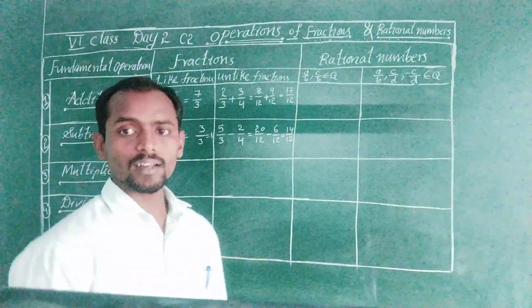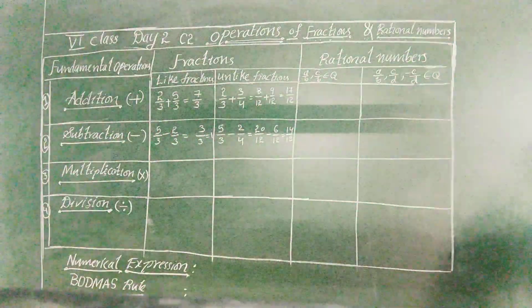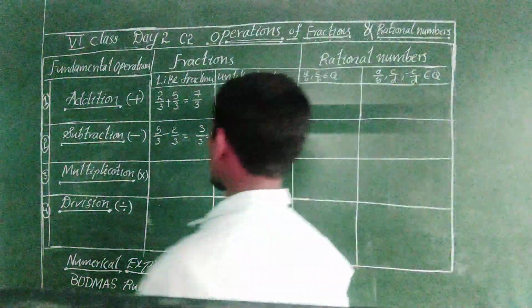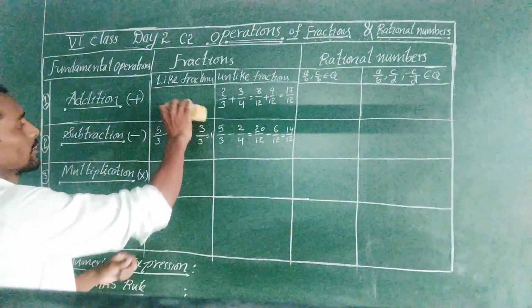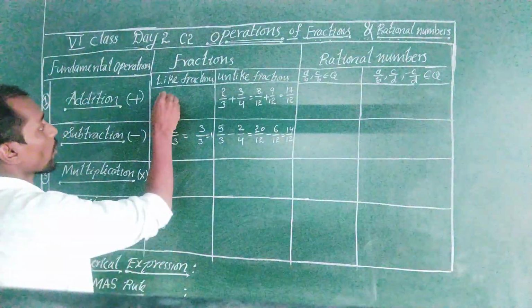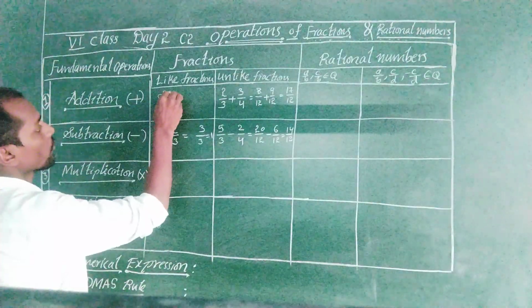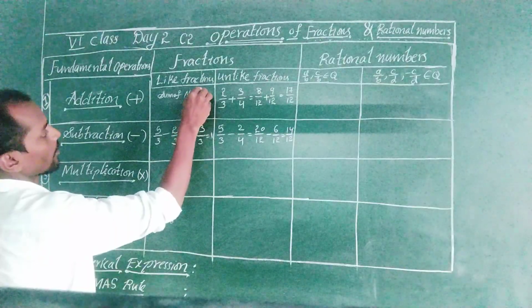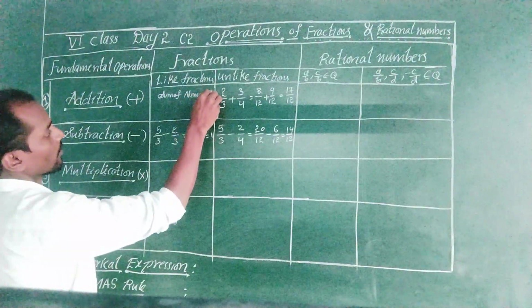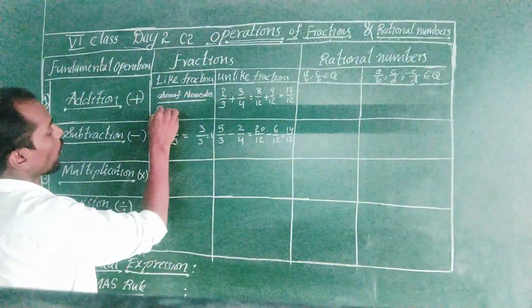Now you can generalize it. Addition of like fractions, I am writing the formula: sum of numerators by common denominator.